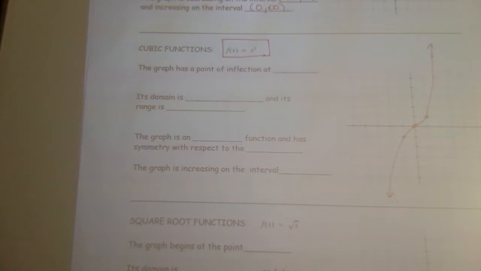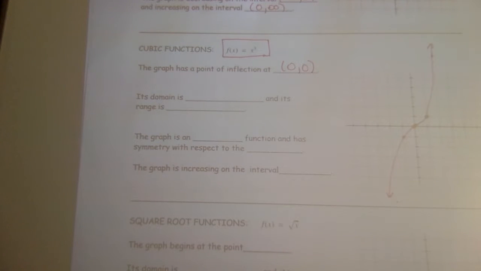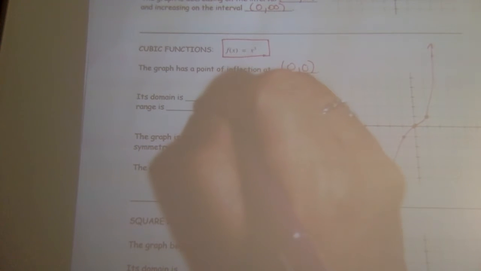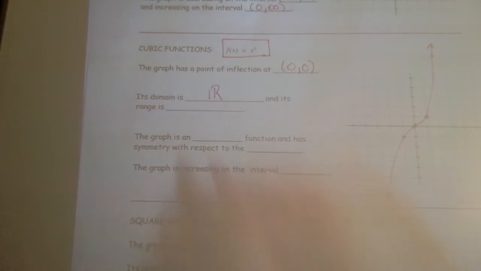So the cubic graph looks like you're doing the freestyle in swimming. Right hand is up, left hand is back, ready to come around. So this graph has a point of inflection at 0, 0. We will talk about what points of inflection are in a little bit. What's its domain? All reals. What's its range? All reals.